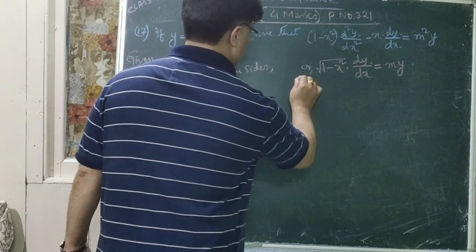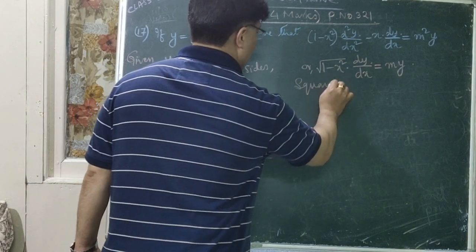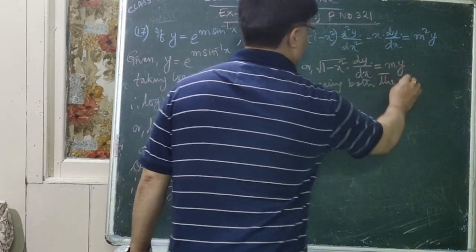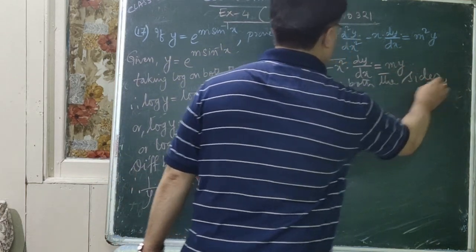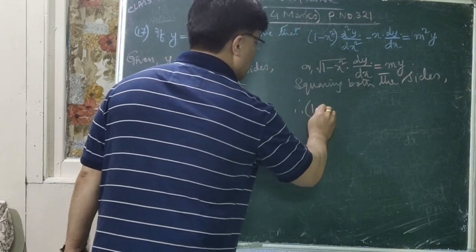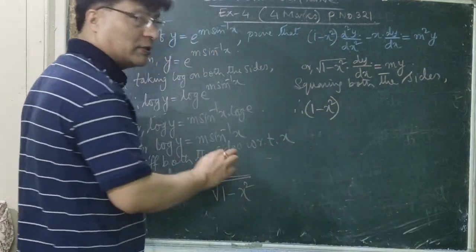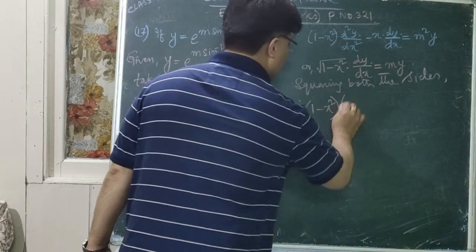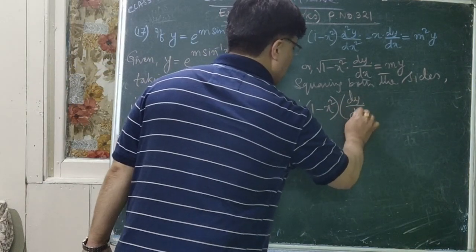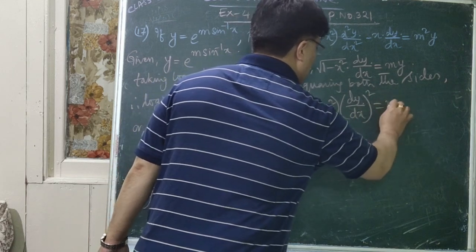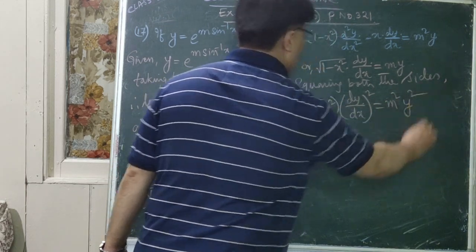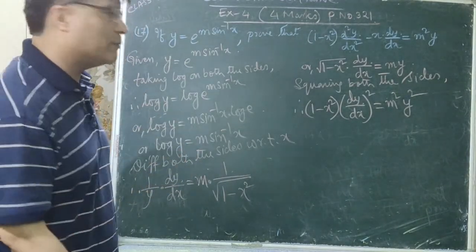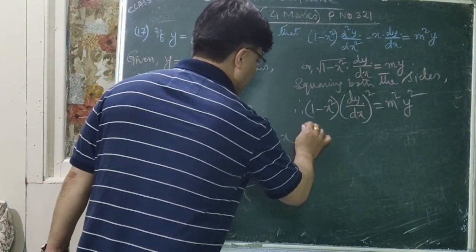So squaring both the sides, what do we get? Here the square root will be removed. That is, root under 1 minus x square whole square is 1 minus x square, into dy by dx whole square, which is equal to m square y square. Now you can easily differentiate both the sides with respect to x.